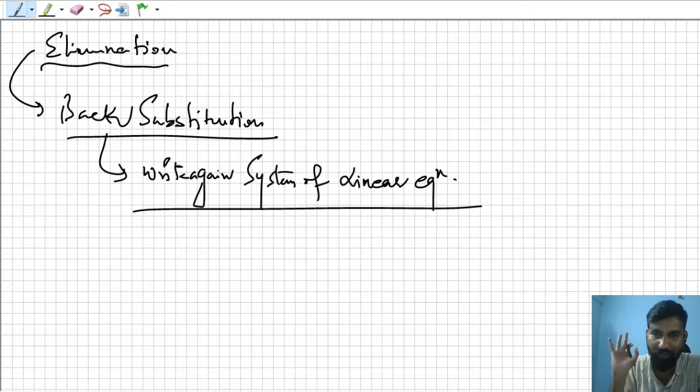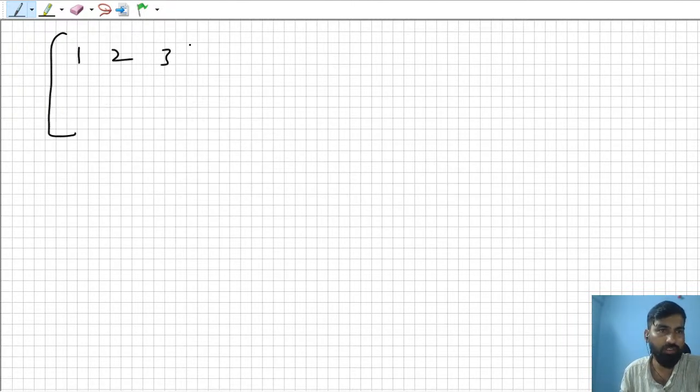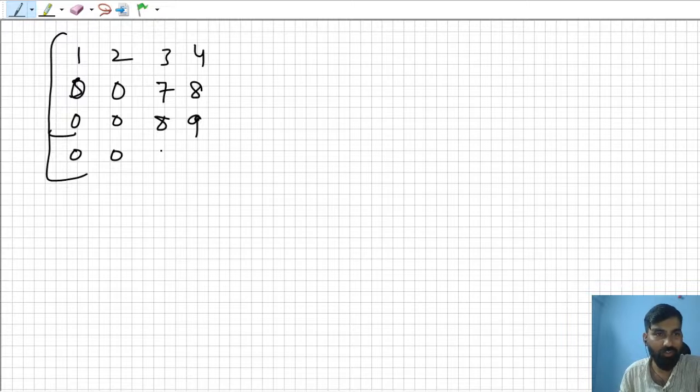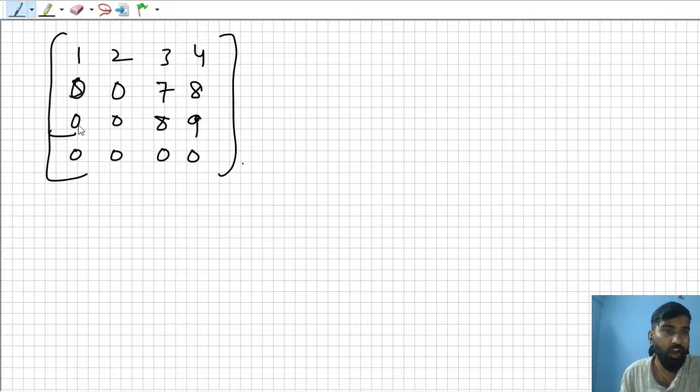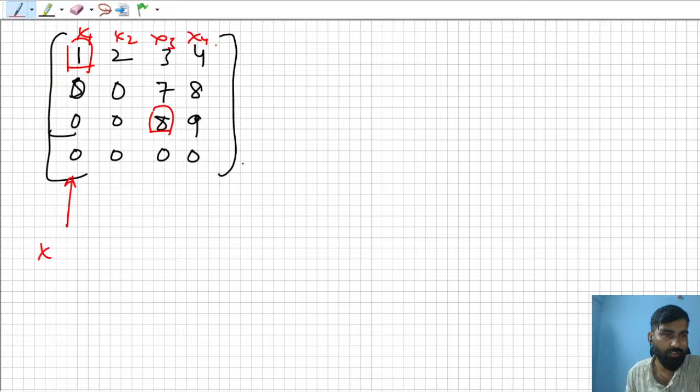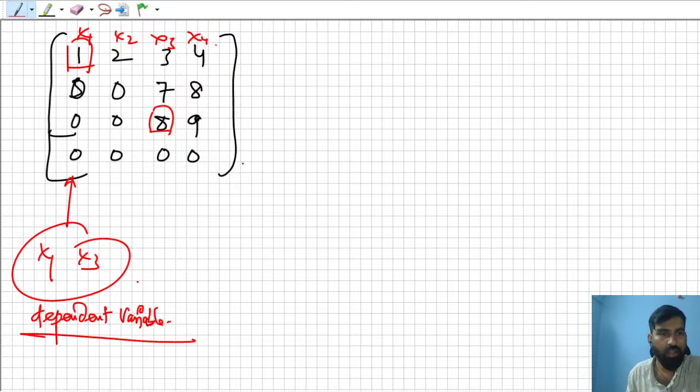If there is a free variable, take alpha. If there are two free variables, the situation is like this. Let me tell you here. Suppose the matrix rows are 1, 2, 3, 4, then 0, 0, 7, 8, then 0, 0, 8, 9, and the remaining rows are 0. How many variables are there? You see, this column has a pivot, and this one has a pivot, so there are two. Say this is x1, this is x2, this is x3, this is x4. So x1 and x3 are the dependent variables, and x2 and x4 are the free variables.